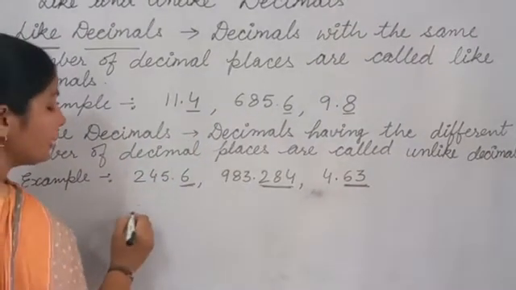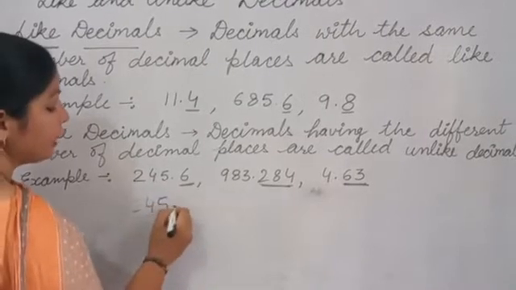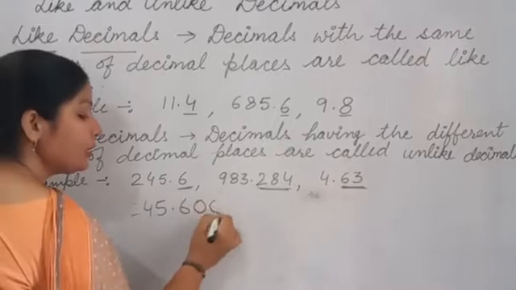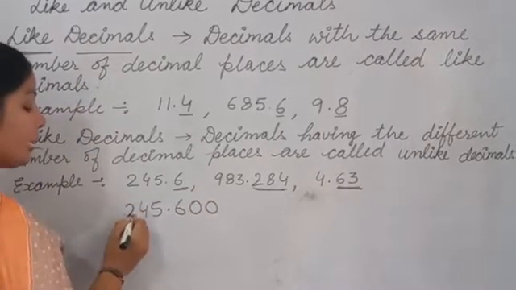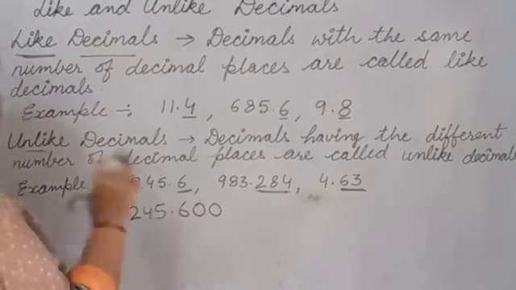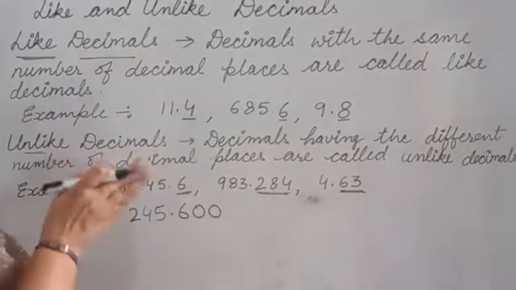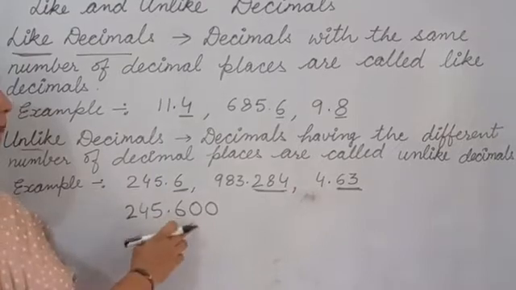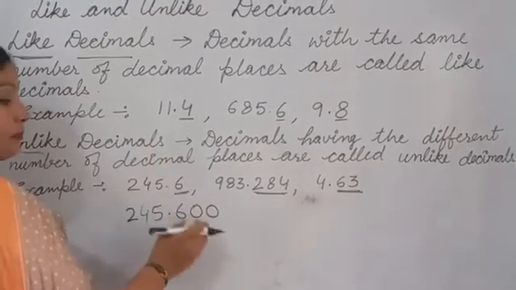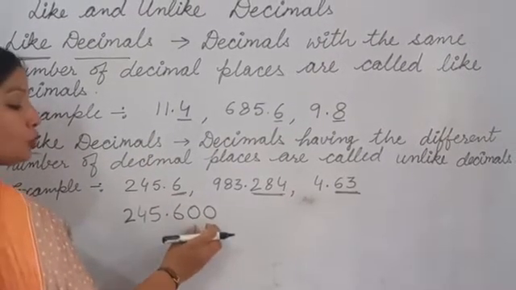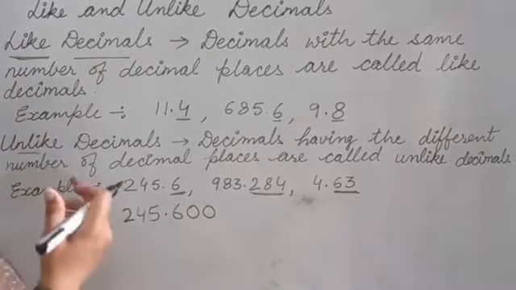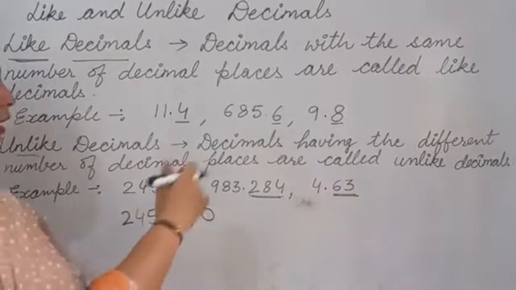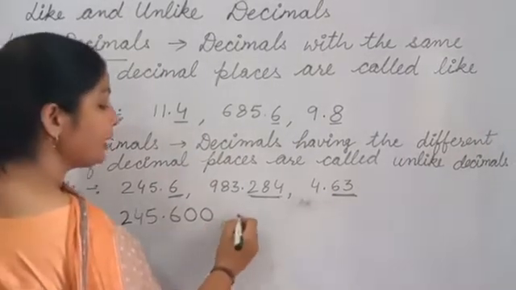We will write 245.6. Now after that we can take so many zeros. जितनी zeros की हमें जरूरत है हम उतनी zeros यहाँ पे लगा सकते हैं. Okay? For making like decimals. अब like decimals बनाने के लिए हमें यहाँ पे 3 places बनाने हैं. There is 1, so we can use 2 zeros. 2 times zeros. Now there is 3 places. Okay? Now next, there is already 3 places.